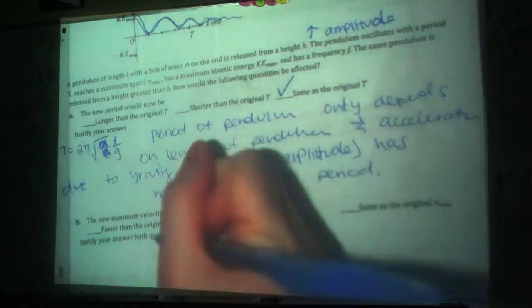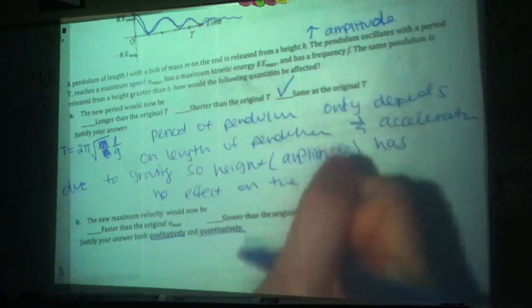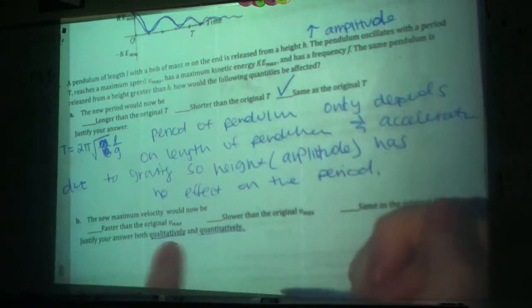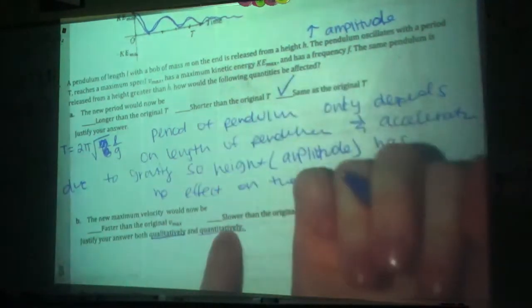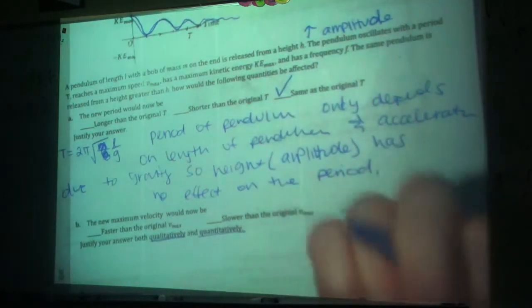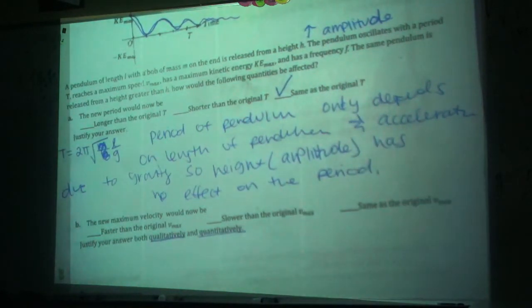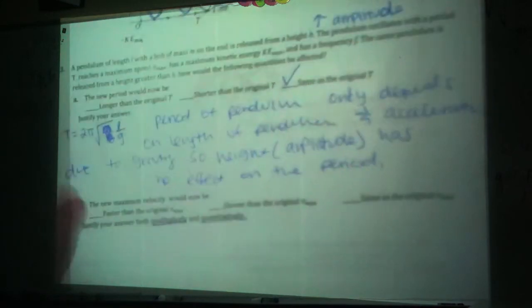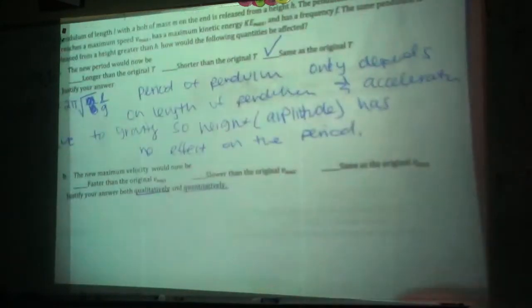It's telling me to answer both qualitatively and quantitatively. So this one would be explaining using concepts, and this one is explaining using an equation. Let's start with the quantitative. That's what I like to start with. Well, not always, but in this case, I'm feeling it.